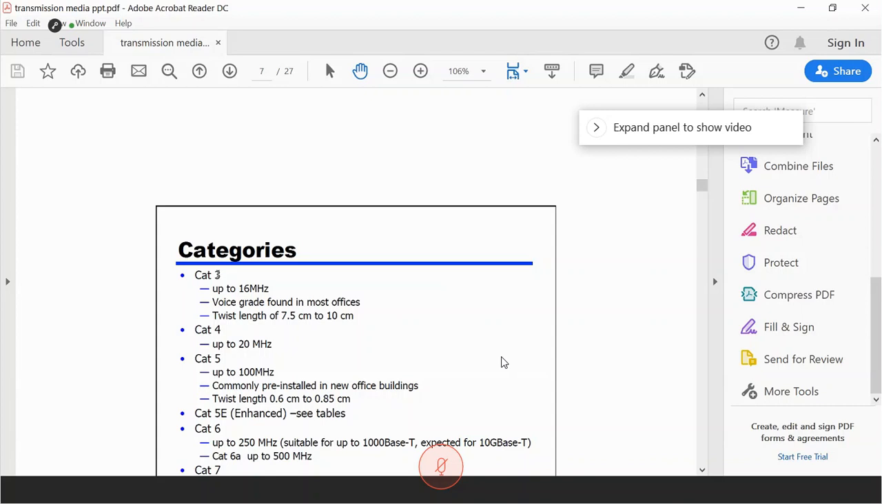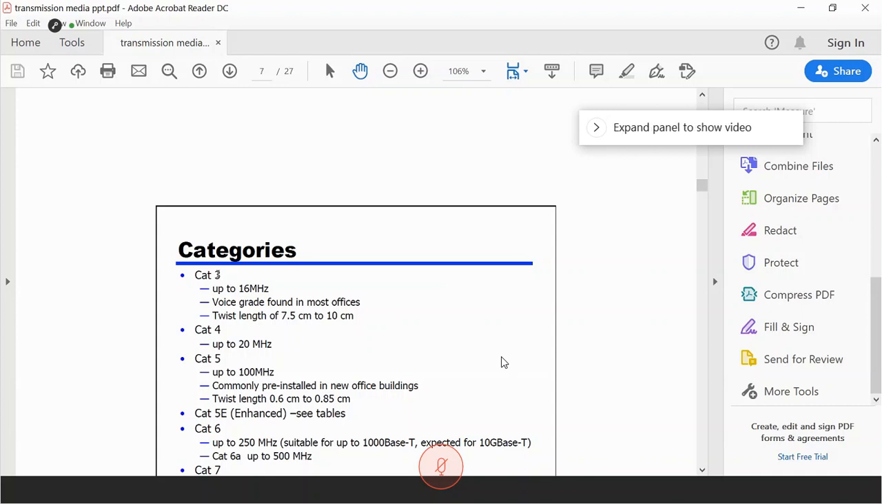Then came the category 5 as well. Like I said, what is the difference between 4 and 5? 5 had more twists per centimeter. 5 had Teflon insulation. It had lesser crosstalk. Obviously, with all these things, it had better quality signal over a longer distance. It was used for high-speed computer communication. All of these are referred to as UTP, which is unshielded twisted pair. Cat 3, Cat 4, Cat 5.